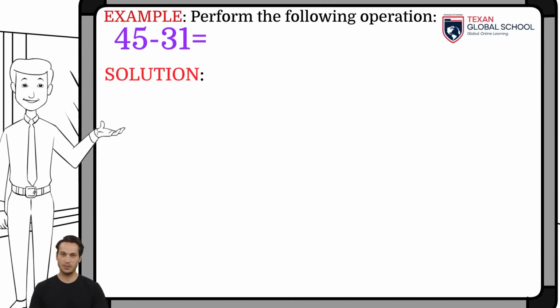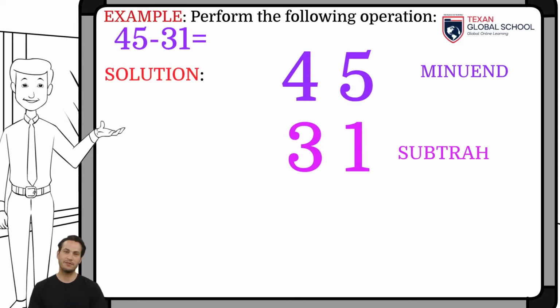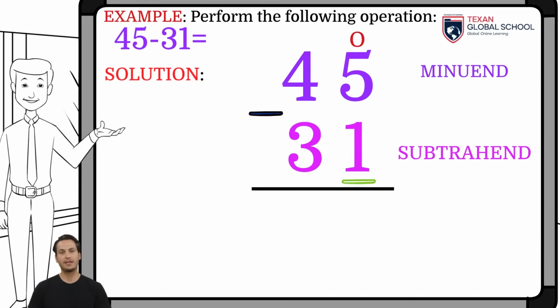First, place the minuend on top of the subtrahend in rows. Then, draw a line under the subtrahend to perform the operation. Now, subtract the ones of the minuend with the ones of the subtrahend, that is, start by subtracting the digits on the right side. Then, place the result below the line in the same column as the ones. So, 5 minus 1 is 4.